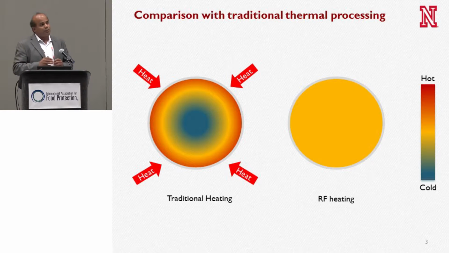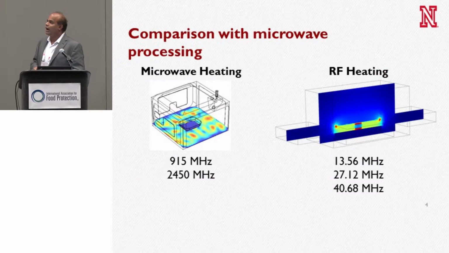Whereas in RF processing, it's a volumetric heating, but still there are hot and cold spots, and the cold spots may not always be at the geometric center. So that is the additional challenge it provides.